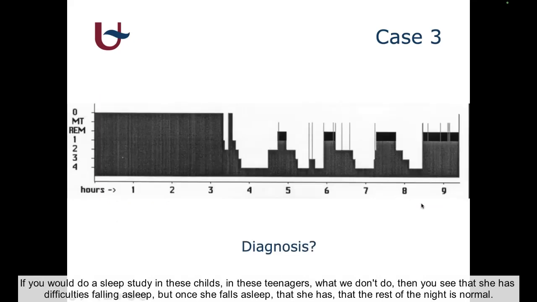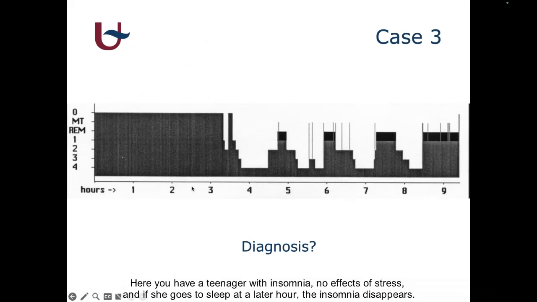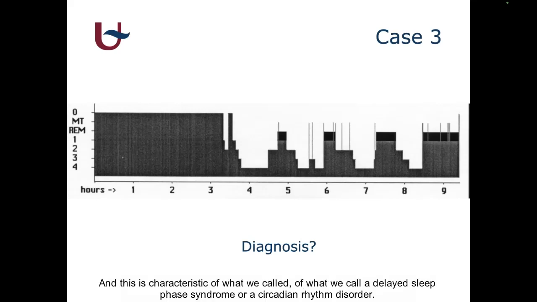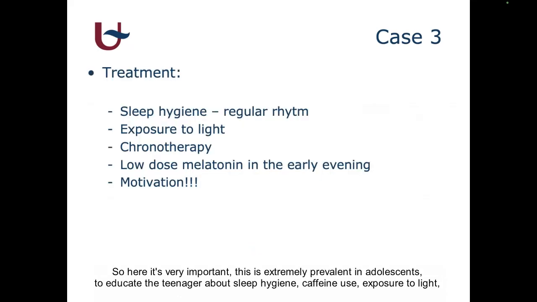If you would do a sleep study in these teenagers, which we don't do, then you see that she has difficulties falling asleep, but once she falls asleep, the rest of the night is normal. So here you have a teenager with insomnia, no effects of stress, and if she goes to sleep at a later hour, the insomnia disappears, and this is characteristic of what we call a delayed sleep phase syndrome or a circadian rhythm disorder.